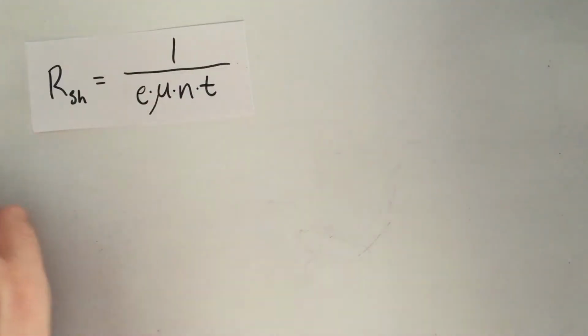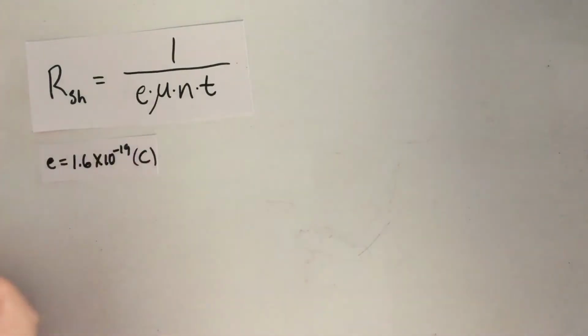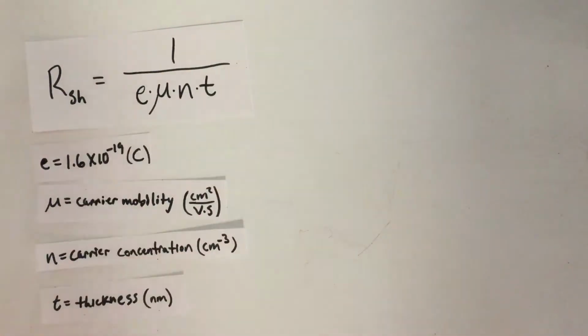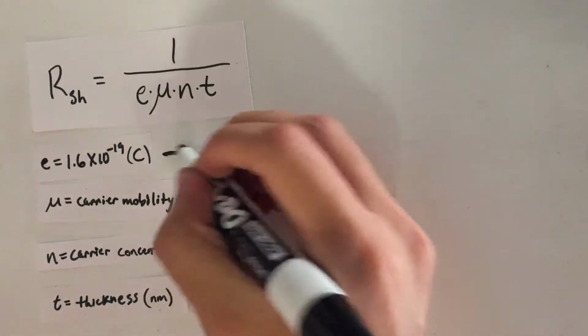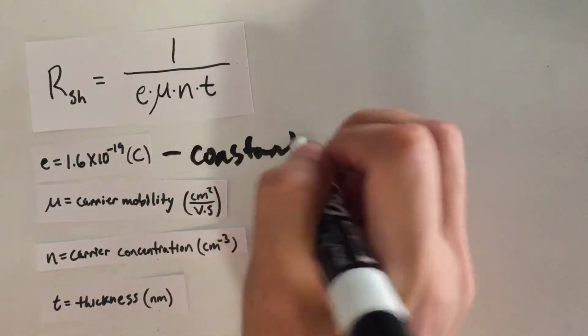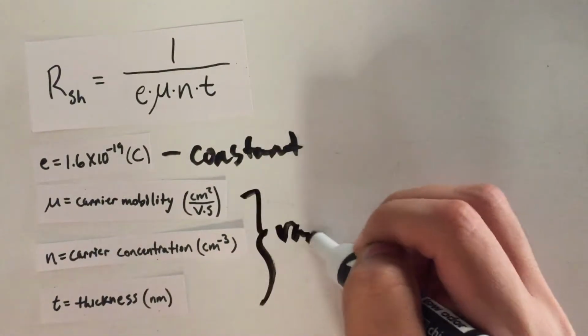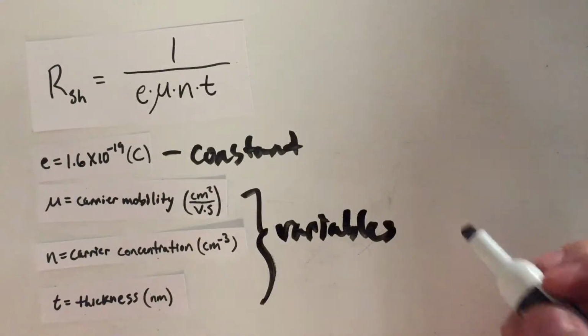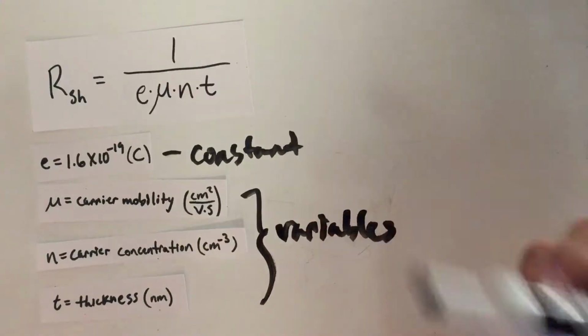So let's look at this equation over here. We can see a few variables that are inversely related to the sheet resistance. E is the elementary charge, which is a constant, 1.6 times 10 to the negative 19 coulombs. Mu is the carrier mobility, N is the carrier concentration, and T is the thickness of the layer. These three variables and the constant define how well the TCO layer transports the holes.